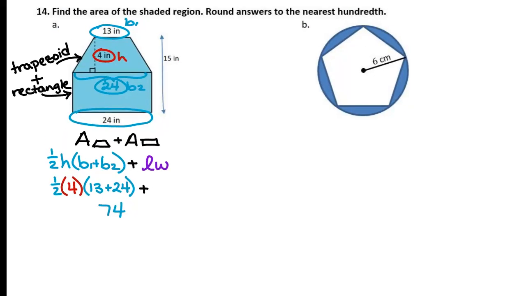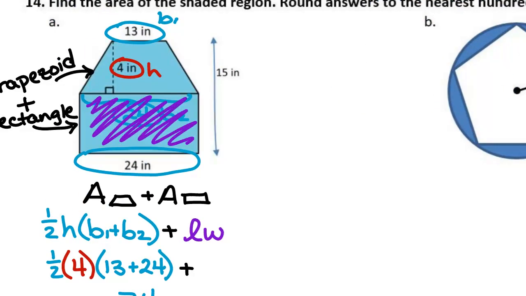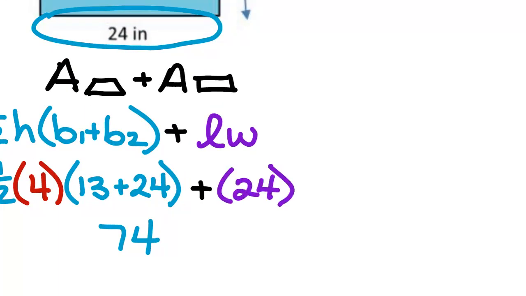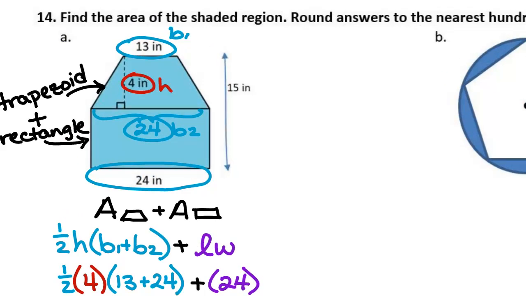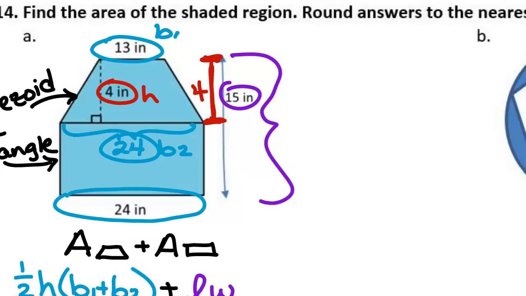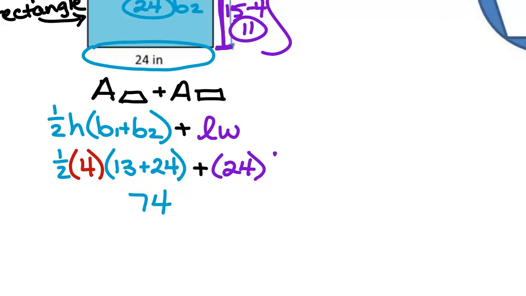All right, now we have our rectangle. That's this guy right here. I need length times width. What's the length? 24. Times the width. What's the width? 11, because this entire thing top to bottom is 15, right? And we know that the trapezoid from here to right here is 4. So this much right here would have to be 15 minus 4, which would give me 11. So 24 times 11. How much? 264.